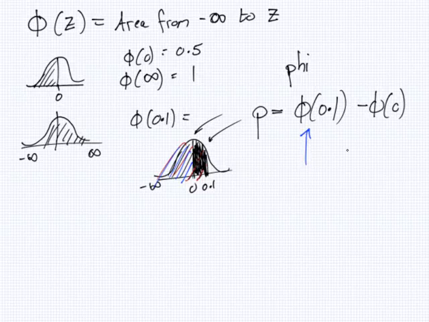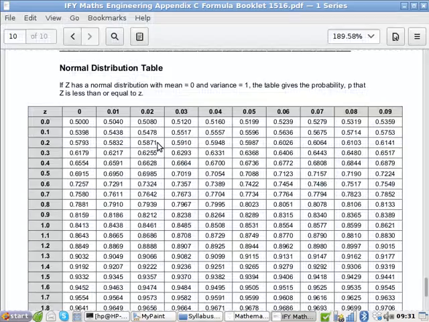This is what's in the table. So for example here, when you look up 0.1, that number there is the value of phi. Now you might be wondering, what's all these other numbers here? Well, this is 0.10, this is 0.11, this is 0.12, if you want to be more accurate. So the most we can do is 2 decimal places. This is the first decimal place and this is the second.